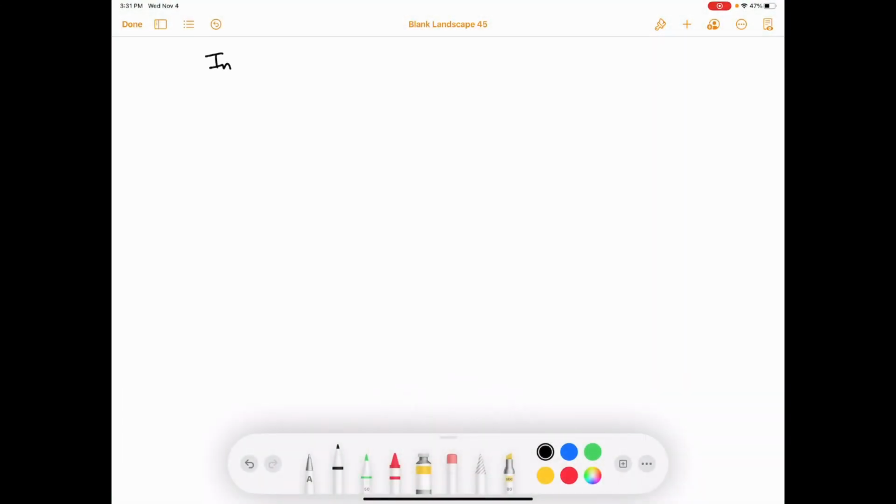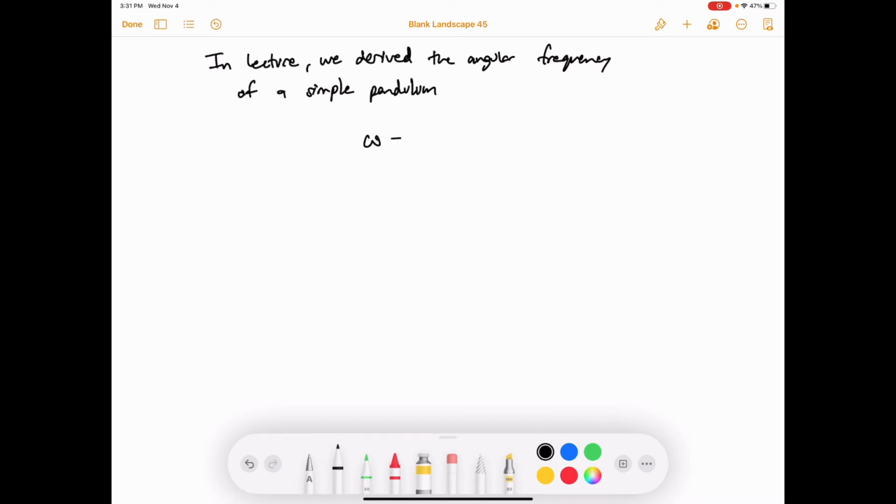So in lecture, we derived the angular frequency of a simple pendulum. And that was given by omega is equal to the square root of g divided by L. So it only depends on these two numbers: the acceleration due to gravity, which on Earth would be 9.8 meters per second squared, but it's something different on this planet, and then L is the length.